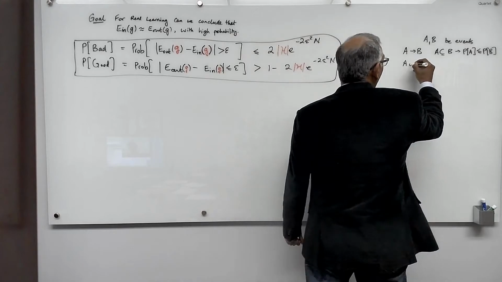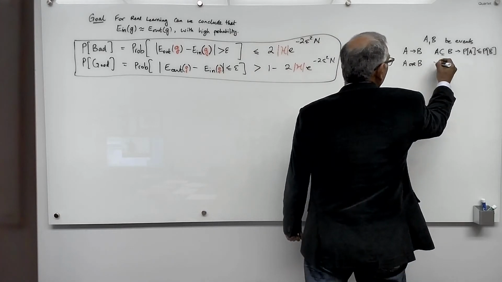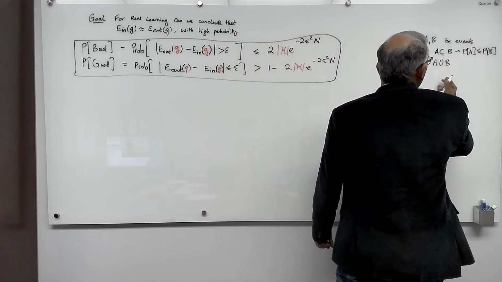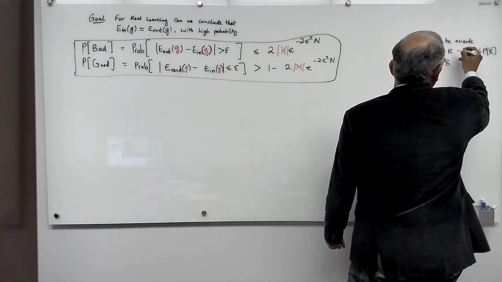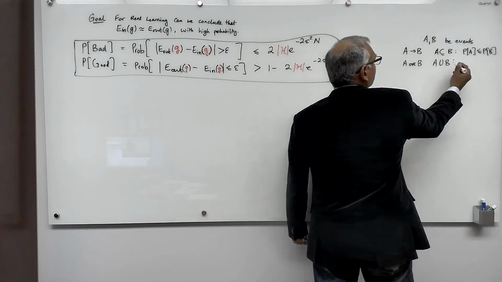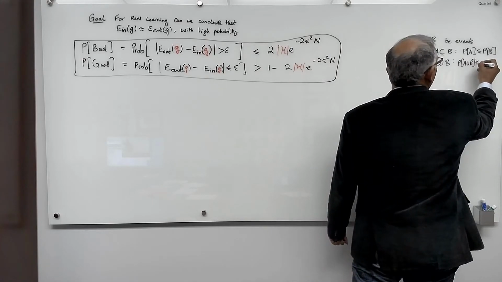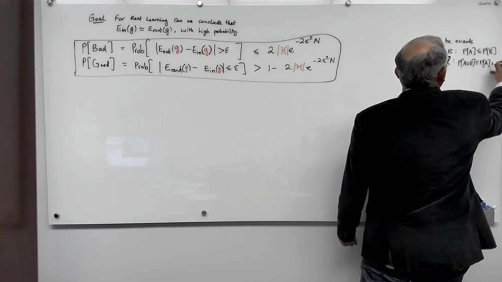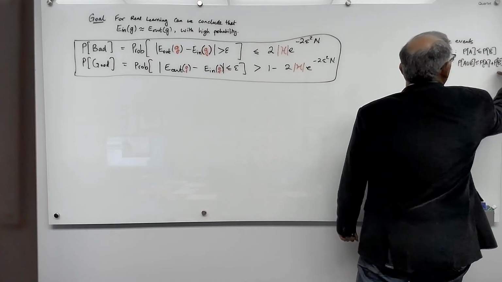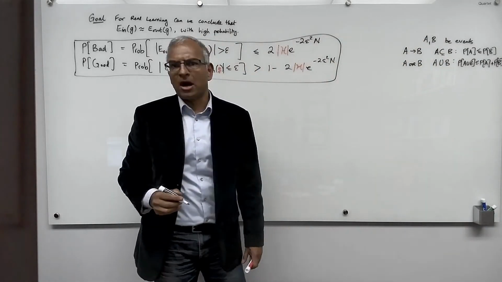So A or B, that corresponds to A union B. And the probability of A union B is at most the sum of the probability of A plus the probability of B. We will call that the union bound.